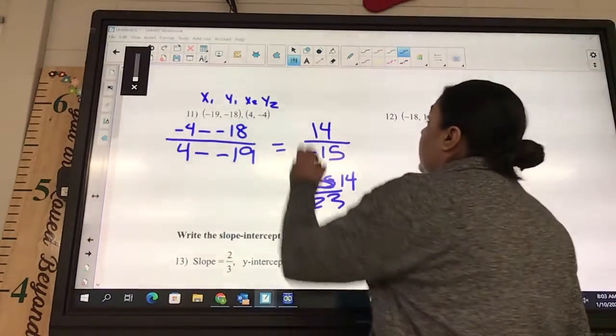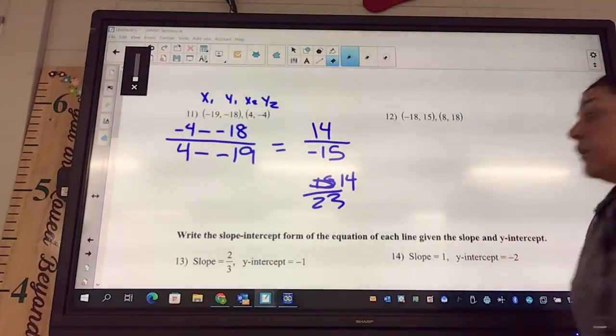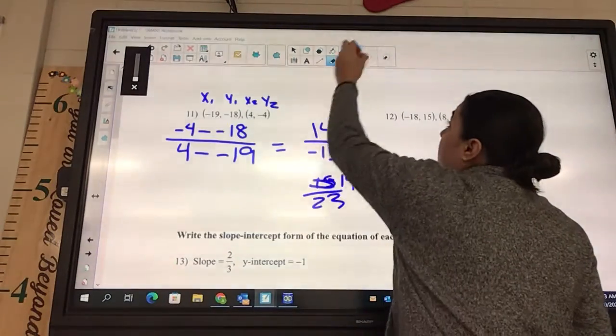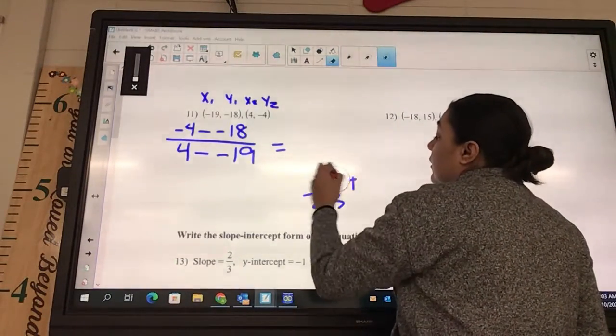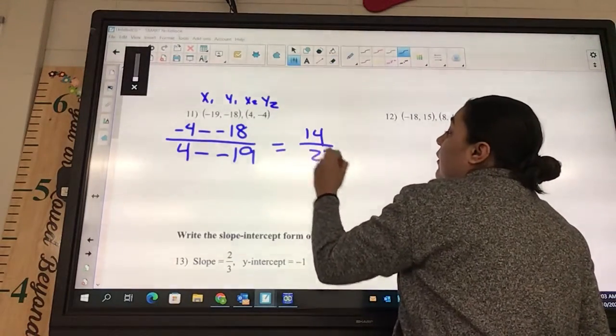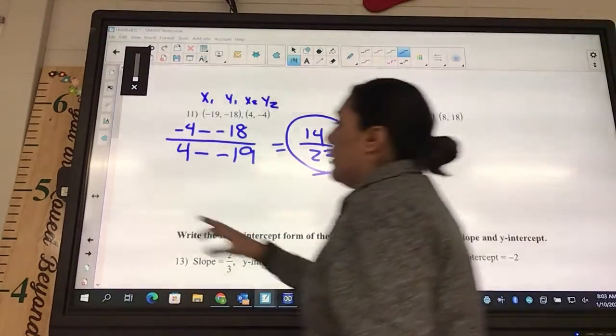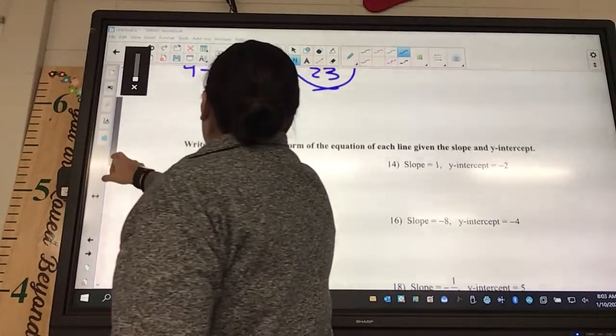You got 14 over 23? One more. Somebody else. Yes, 20. 14 over 23? Negative or positive? Positive, positive. Okay. That's okay. If you don't agree, then that's our chance to say something, especially because I'm recording.